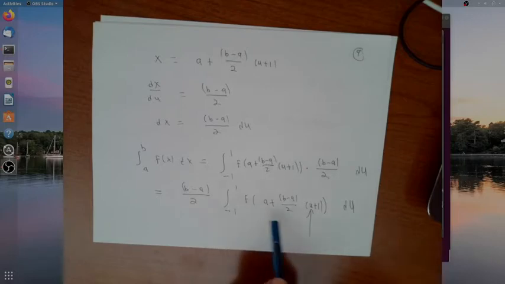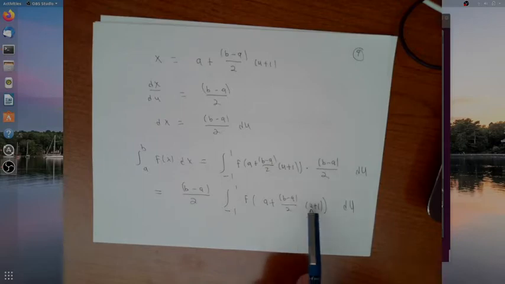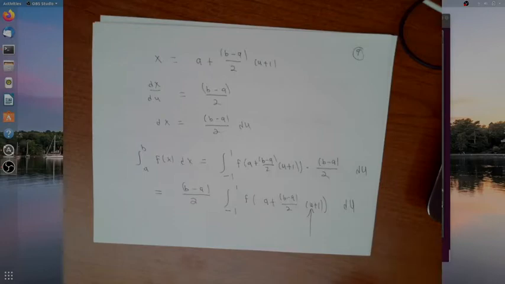If you think of this as a function of u, all of those symbols are constants except u. So I could think of this as being some big complicated function of u, which is evaluated by adding the 1 to u, multiplying the result by (b minus a) over 2, and adding a.